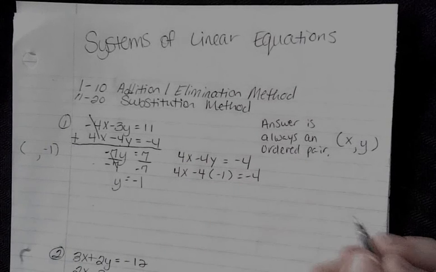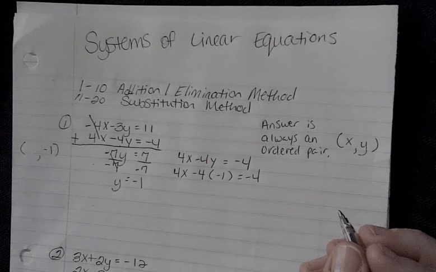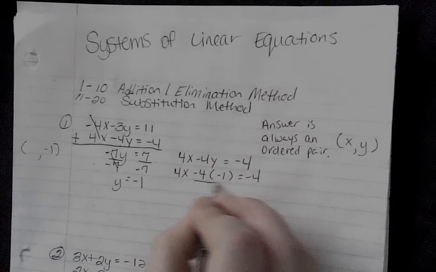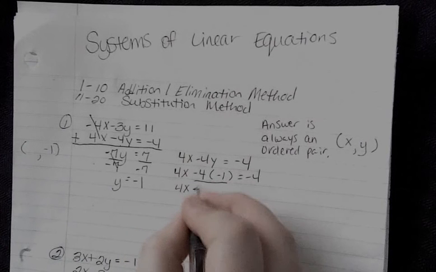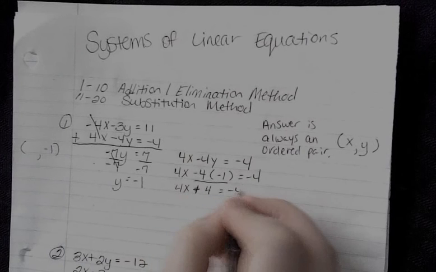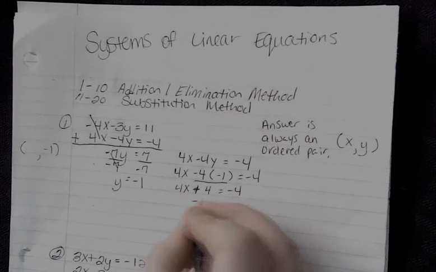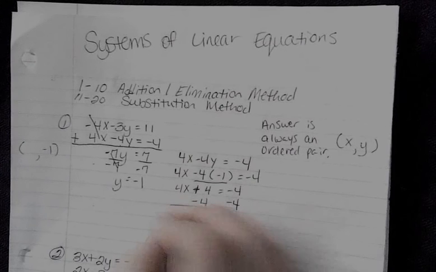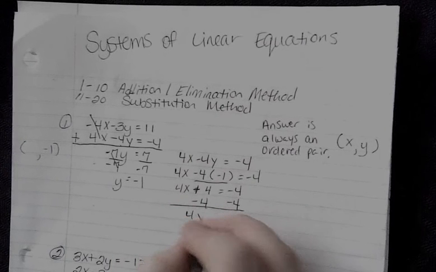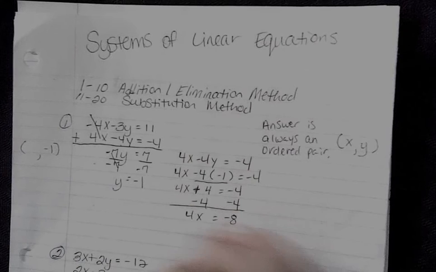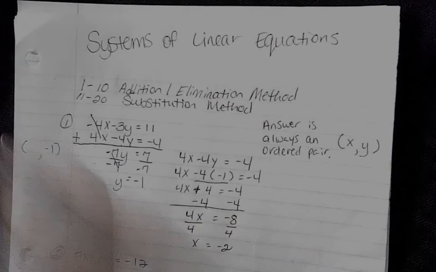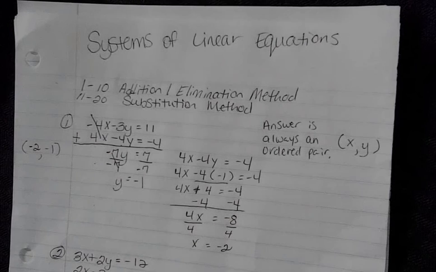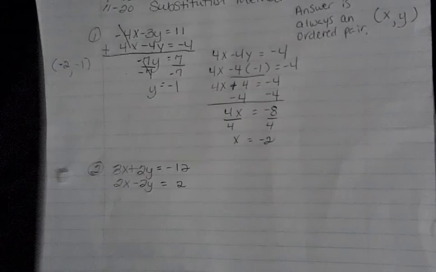equals negative 4. So now we have to solve. First thing we do is multiply negative 4 times negative 1, which gives me a positive 4, and then you subtract 4 from both sides to get 4x equals negative 8. Divide both sides by 4 to get x equals negative 2. Okay, so now let's move on to problem number 2.